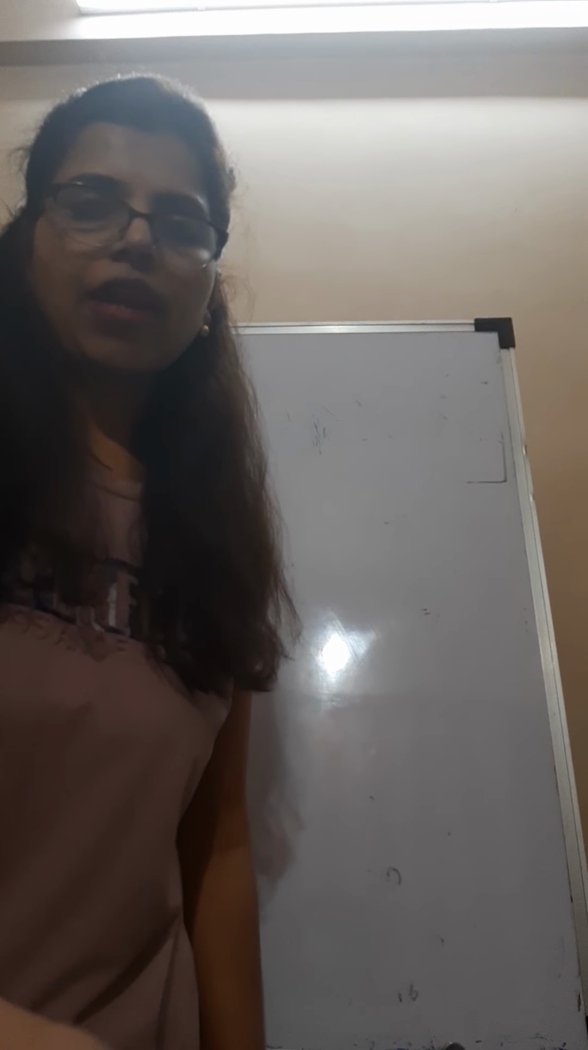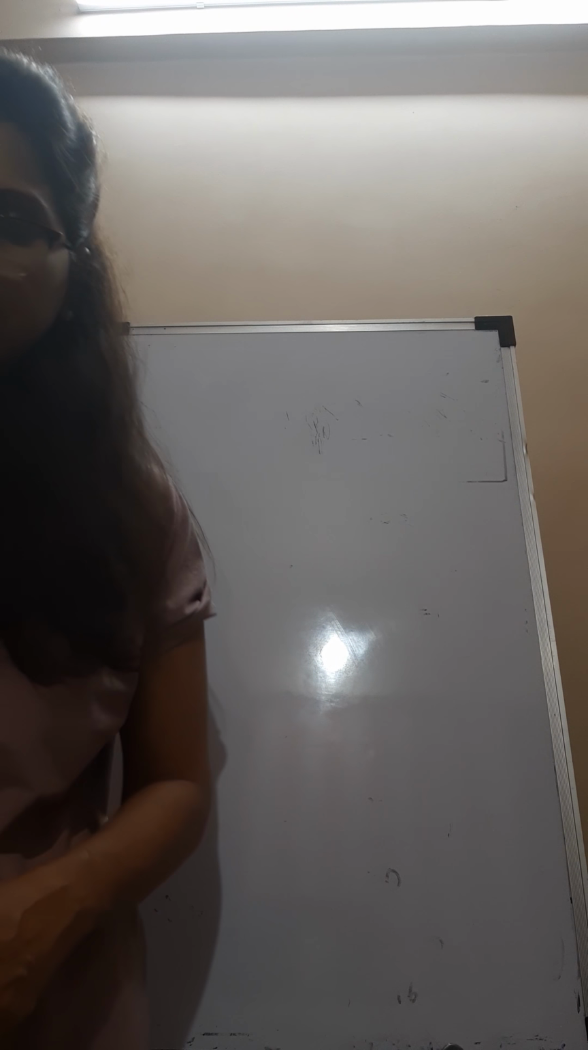Hello children, today I am going to teach you exercise 5C from Frank. So let me read the first question for you. In that it is said, find two consecutive positive even numbers, the sum of whose squares is 452.